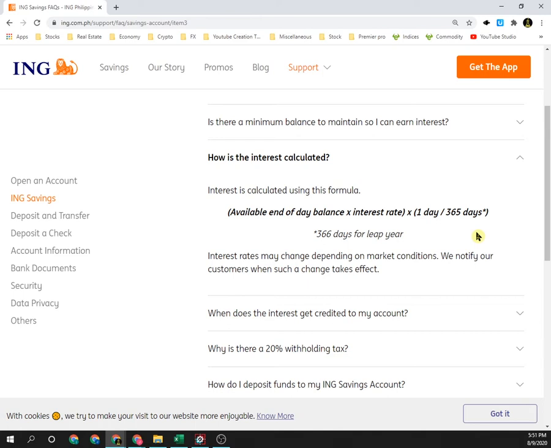It turned out the period that ING is using for computation is from the last day of the previous month to the day before the last day of the current month. For example, for June interest payment, they will compute the daily ending balance from May 31st to June 30.